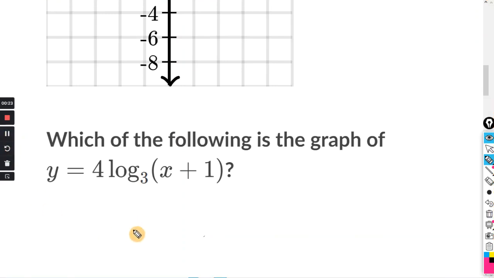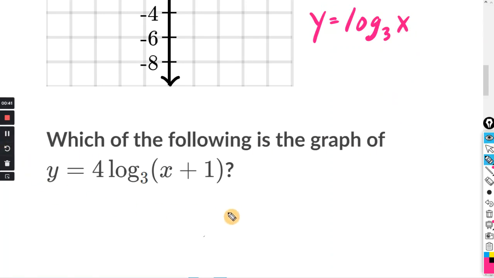So there's really two ways to do this. I am going to do a combination of both. Okay, the original equation was y equals log base 3 of x.